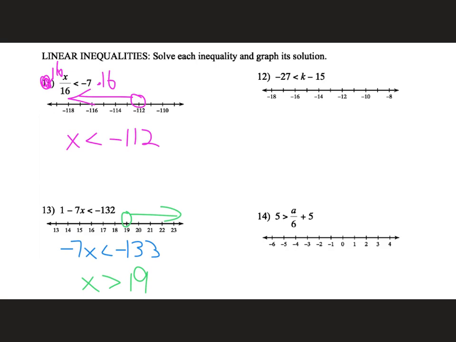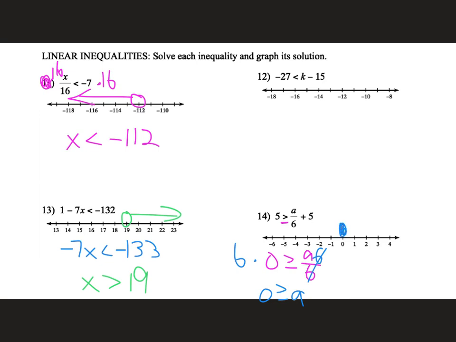In fact, I'm going to edit the next question so that it is a greater than or equal to symbol. So for this next one, I want to get a over 6 by itself first. So let's go ahead and subtract 5 from both sides. Now a over 6 means a divided by 6. So to undivide, we're going to multiply. 6 times 0 is 0, so that means a is less than or equal to 0.